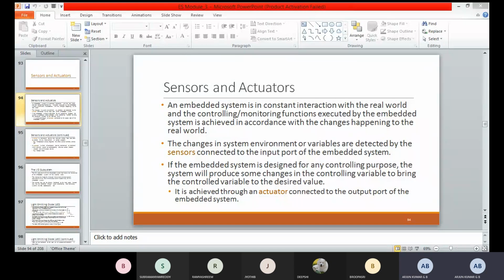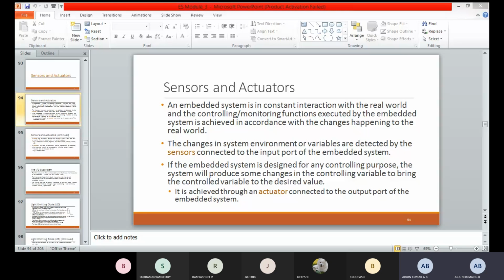That's why the sensor is also called a transducer. A transducer converts energy from one form to another form for any measurement or any control purpose. Not only the temperature sensor, we also have the humidity sensor or the soil moisture sensor. These are the sensors. They detect the actual real-time values of the particular room or surroundings. That is given as the input to your embedded system.